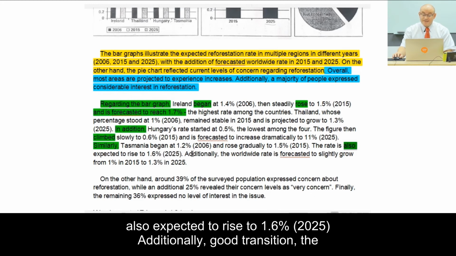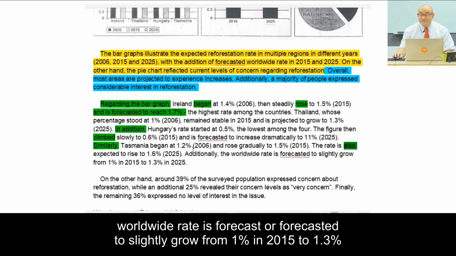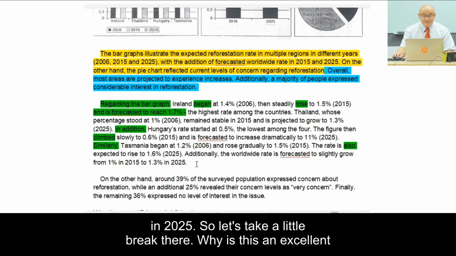Additionally, good transition, the worldwide rate is forecast or forecasted to slightly grow from 1% in 2015 to 1.3% in 2025. So let's take a little break there.